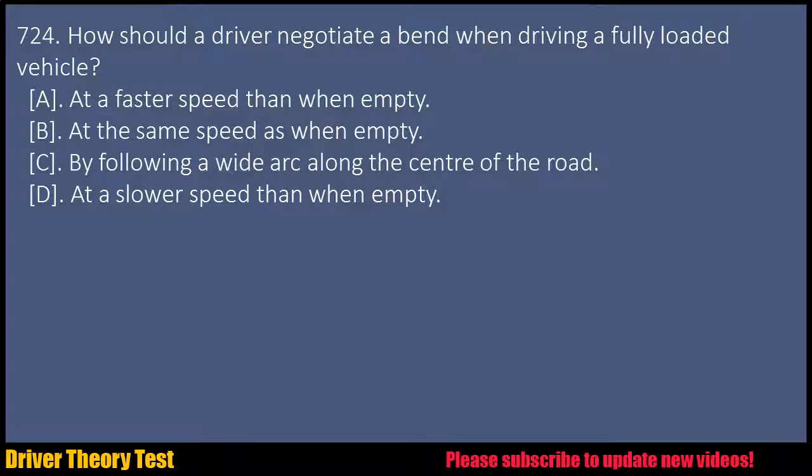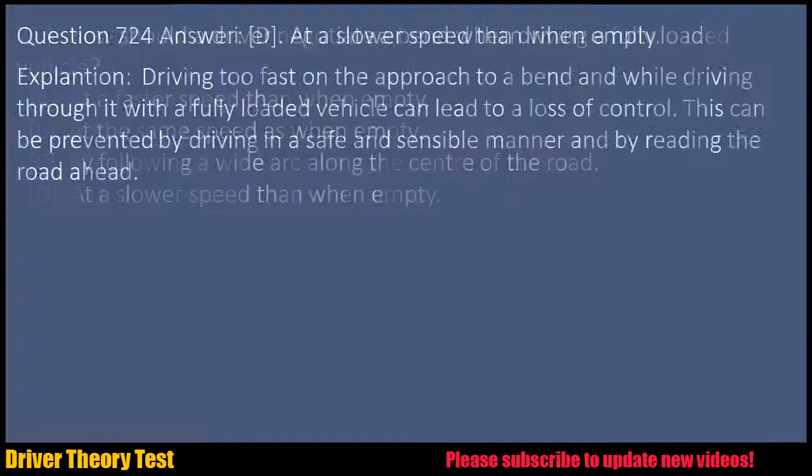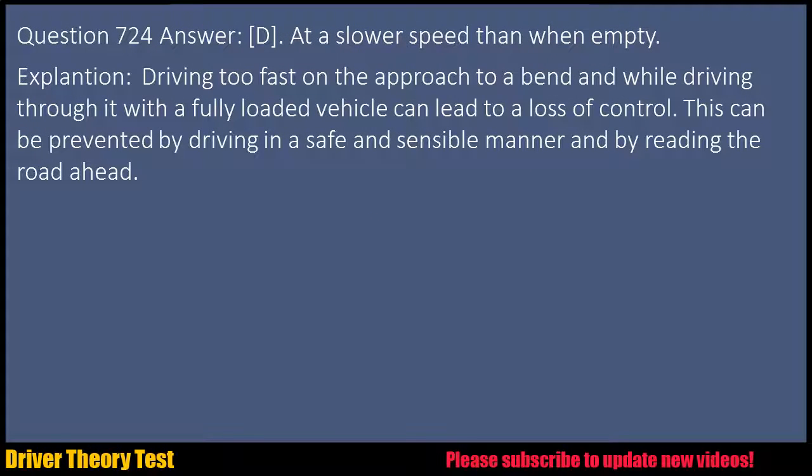Question 724. How should a driver negotiate a bend when driving a fully loaded vehicle? A. At a faster speed than when empty. B. At the same speed as when empty. C. By following a wide arc along the center of the road. D. At a slower speed than when empty. Question 724. Answer D. At a slower speed than when empty. Explanation: driving too fast on the approach to a bend and while driving through it with a fully loaded vehicle can lead to a loss of control. This can be prevented by driving in a safe and sensible manner and by reading the road ahead.